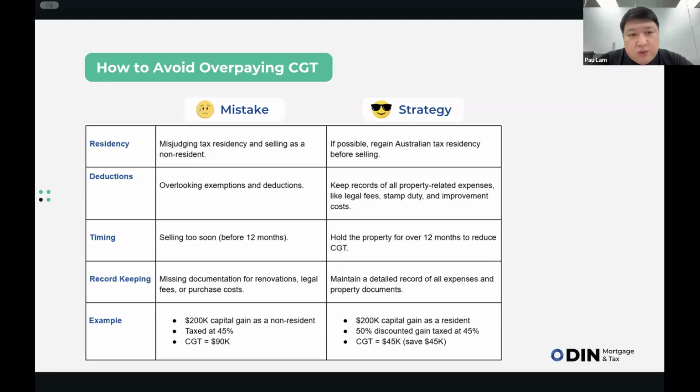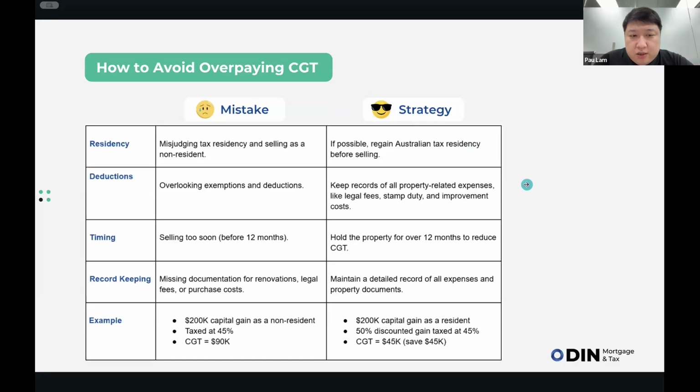Another common one is that you just miss out on some of the deductions that you can claim to minimize the tax. And if you can, if you're in Australia, try to hold the property for more than 12 months so you can enjoy that capital gains discount, the 50% discount, to minimize the tax.